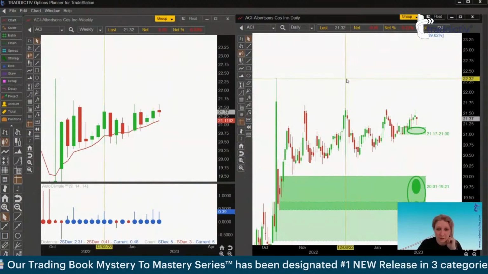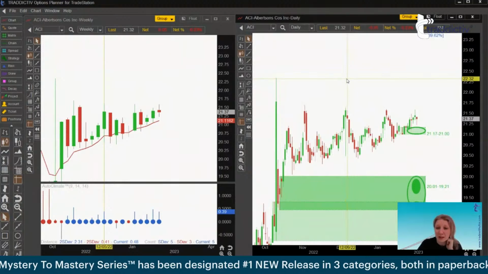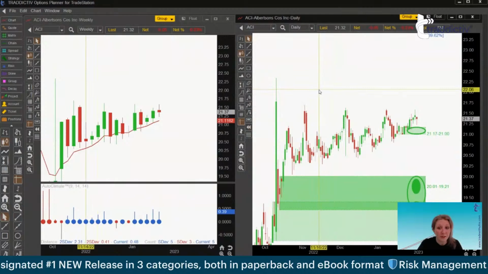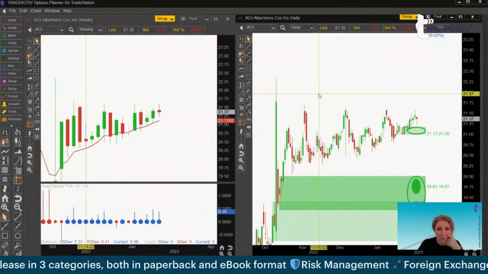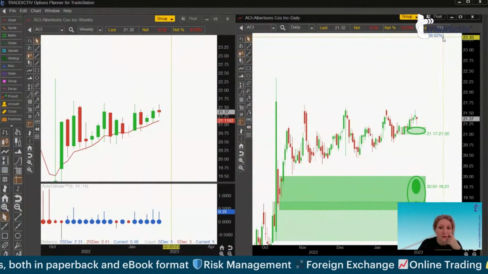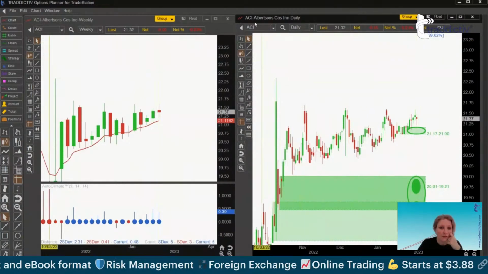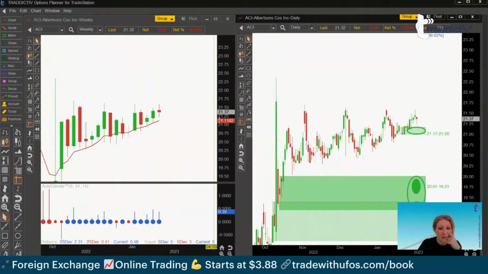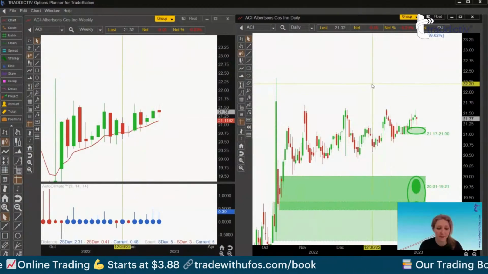That for me is not good enough. I would like to see at least a 50%. Again, you could be less strict or more strict on that, depending on your risk tolerance. For me, I'm going to go for a minimum of 50%. So on a daily chart of ACI, we've got a UFO that lines up with the EMA, but it's not good enough probability for me at least.